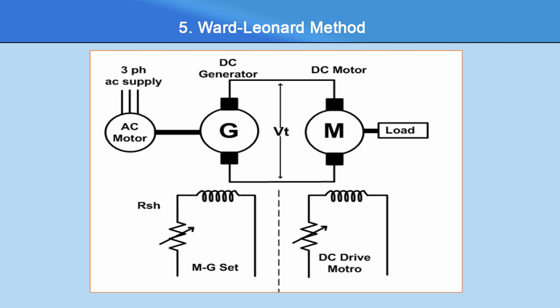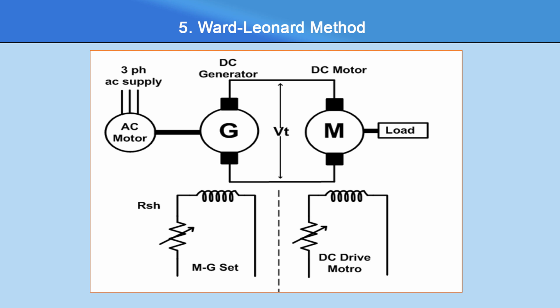If you see the diagram, there is a generator and there is a motor, and the generator and motor are both connected to each other. The DC generator is marked capital G and the DC motor is M. The motor is connected with the load, and G has the output Vt. G is also mechanically coupled with the AC motor, which has a 3-phase AC supply.